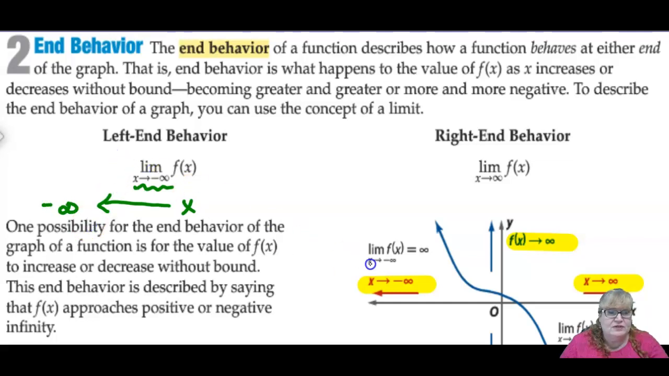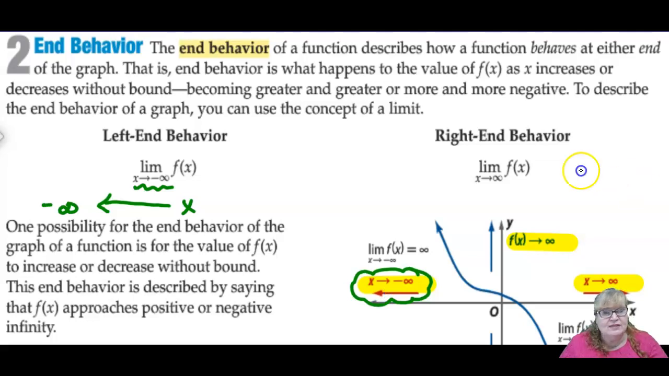This means left. Whenever you see x approaches -infinity, we do not use this limit notation. You will use this in calc. We're just going to say this, okay? And x approaches -infinity means that it's going to the left. Think about the x-axis. The x values get more and more negative as you go left.